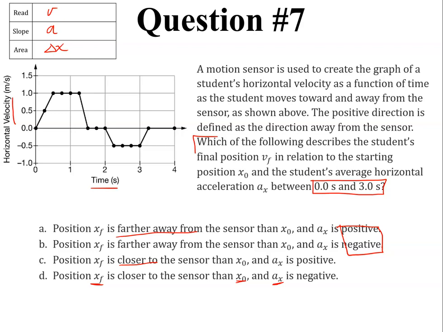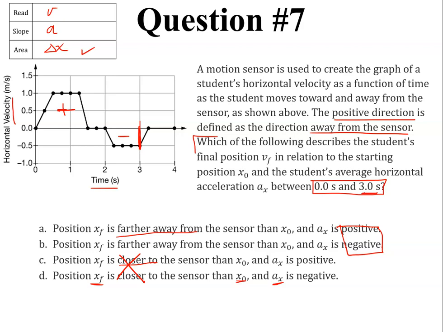So if I skim through the rest of the question, I'm looking for the positive direction is away from the sensor. So if I have positive displacement, then I'm farther away from the sensor. So I'm looking for up till 3 seconds, so that would be to here. And to find farther away or closer, I'm going to be looking at the area. Well, you should be able to see that the positive area here is bigger than the negative area here. That means overall we have a positive displacement, and so we should be farther away from the sensor. So that eliminates C and D.